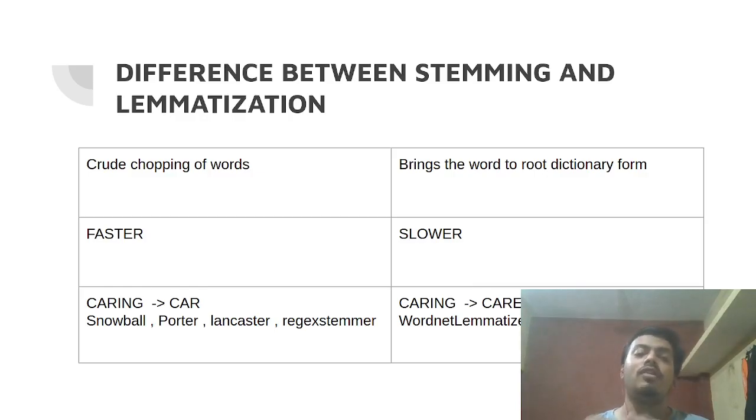And the other question which was asked was what is lemmatization and stemming. Crude chopping of words is stemming. Bringing the words to root dictionary form is lemmatization. Stemmers are faster, lemmatization is slower. For example, carrying: crude chopping will remove ing, giving car, that's stemmer. Carrying, lemmatizer will bring the root dictionary form, care, K-A-R-E. These are the different famous stemmers: Snowball, Porter, Lancaster, Lovins stemmer, and in lemmatizers we have WordNet lemmatizer.